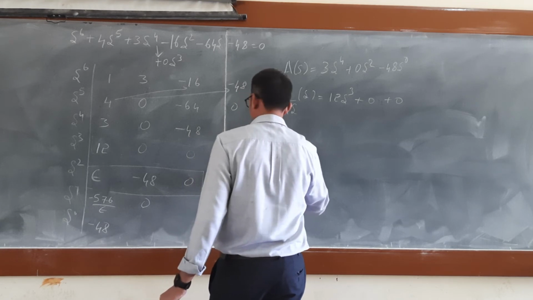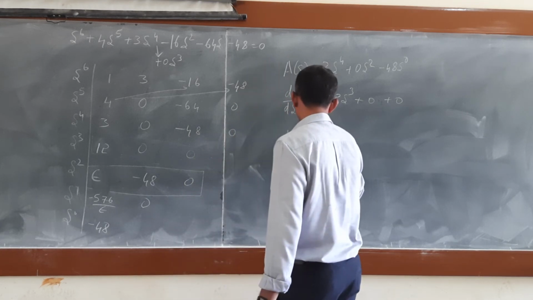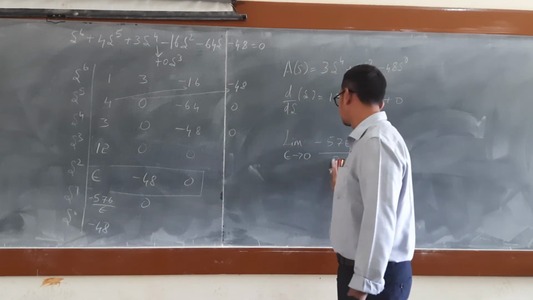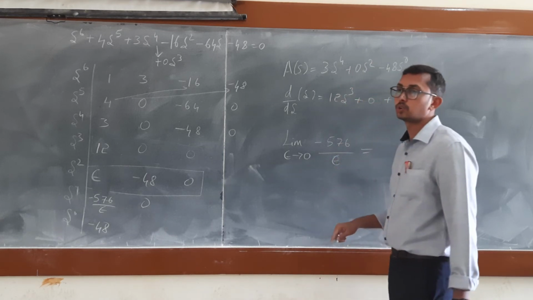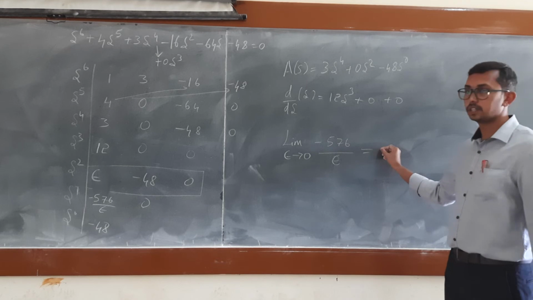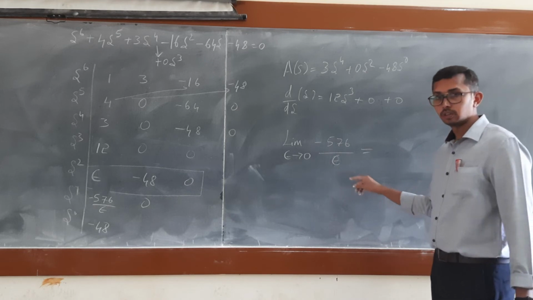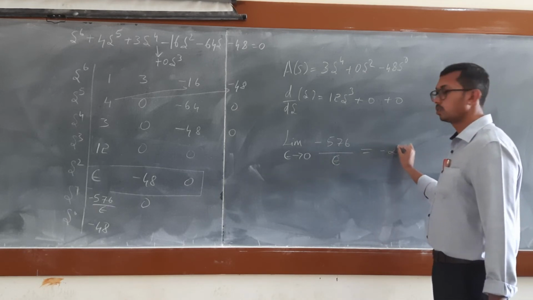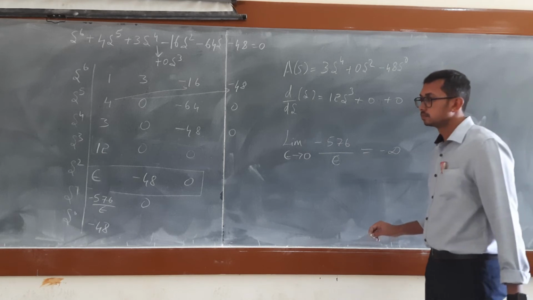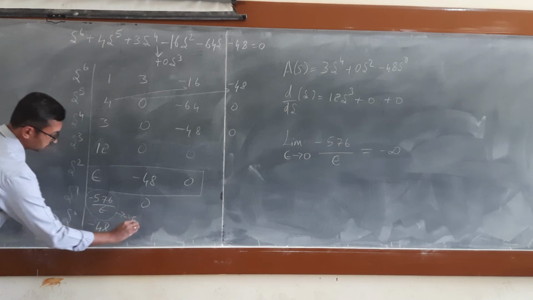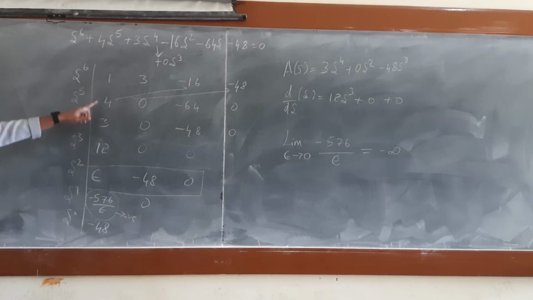Limit epsilon tends to 0. So this is minus 576 divided by 0. Sorry, epsilon is there. So if I apply epsilon equal to 0, how much is this? Minus infinity, right? So I have a negative sign here, divided by something that is 0. So this will be negative infinity. So therefore this is a negative element. Okay, so now the system is what? Unstable. So in the equation only we can identify the system is unstable.